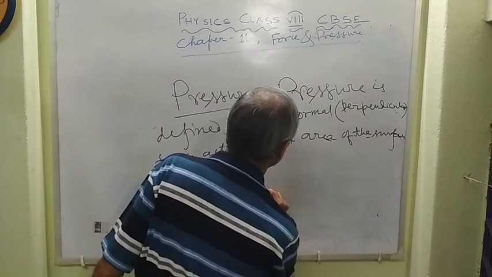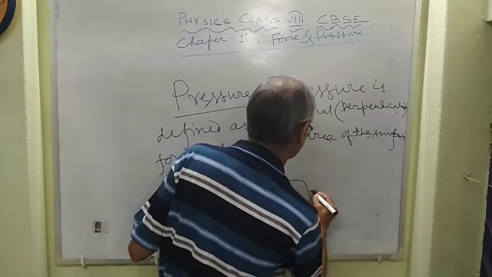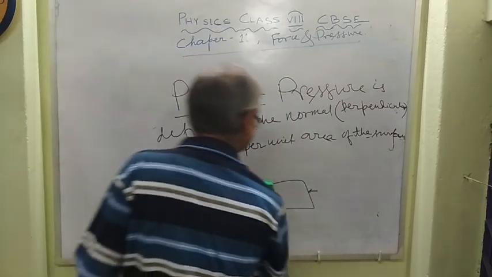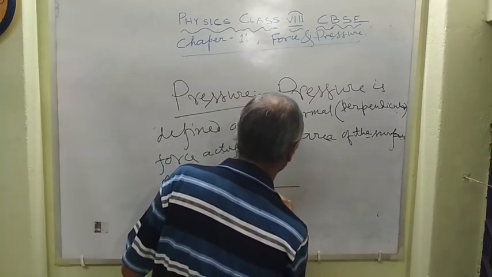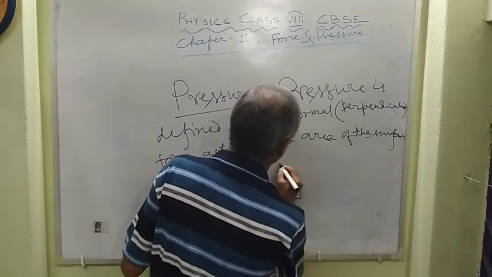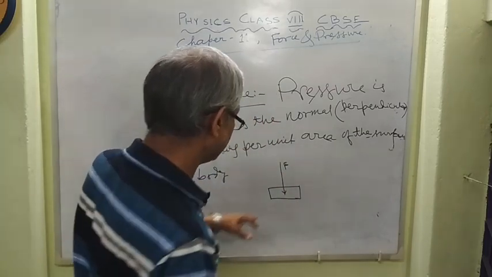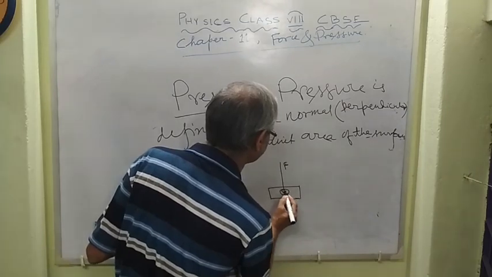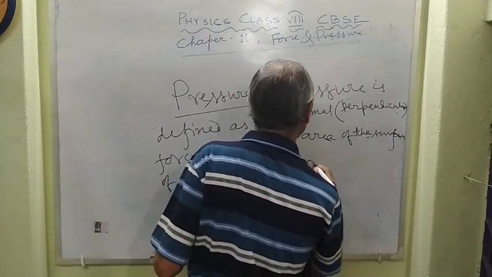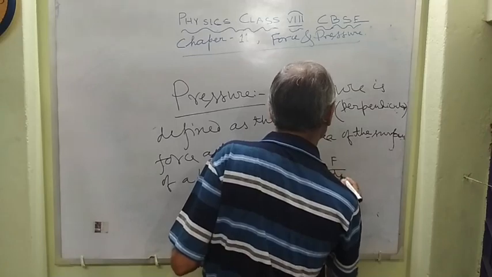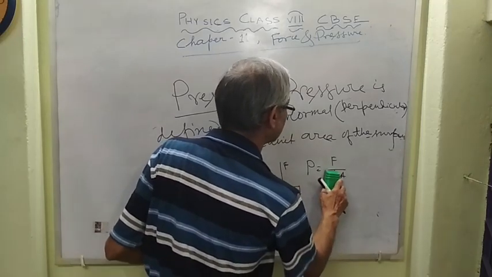That is, this is the body. Remember, understand this. We figure it in this way, and it is the normal force acting on a unit surface. If this area is dA, then P equals dF by dA, or if it is A, then P equals F by A.